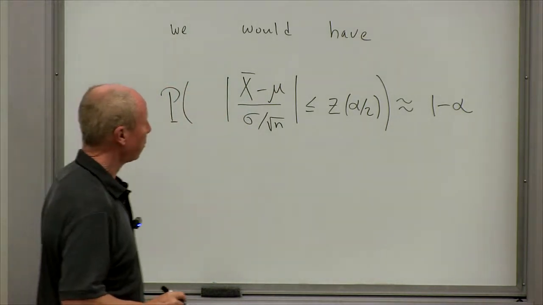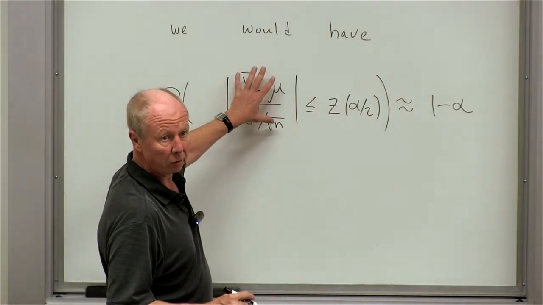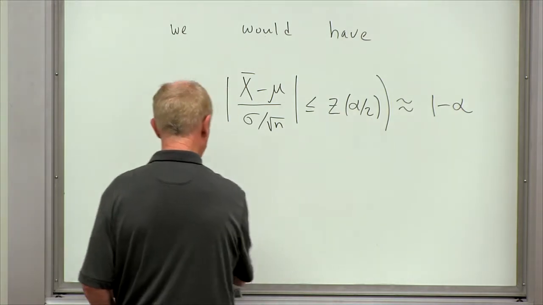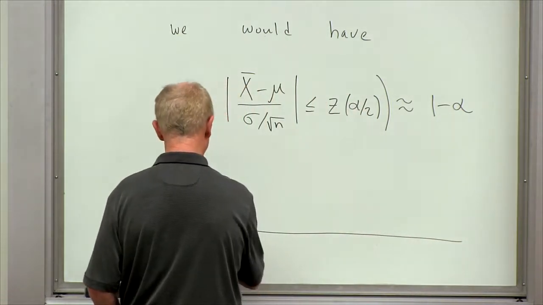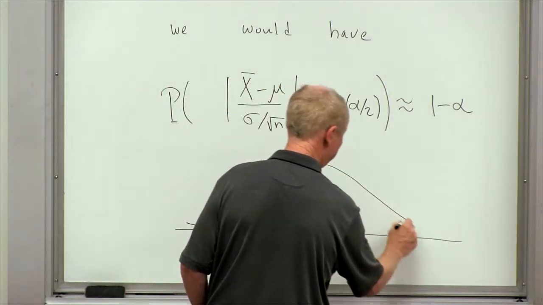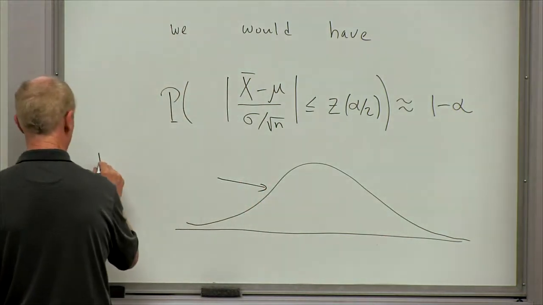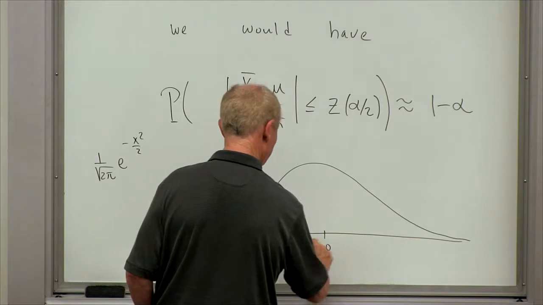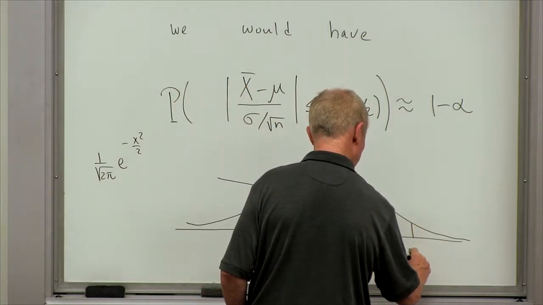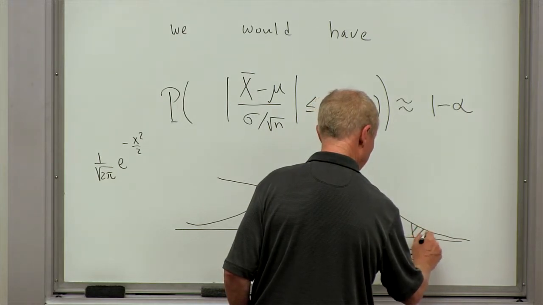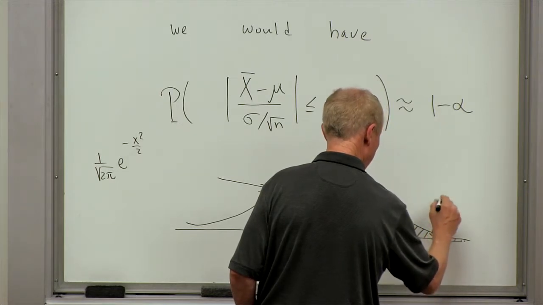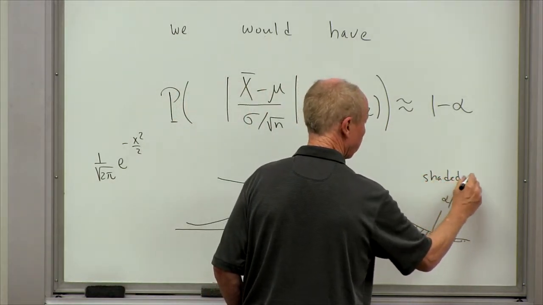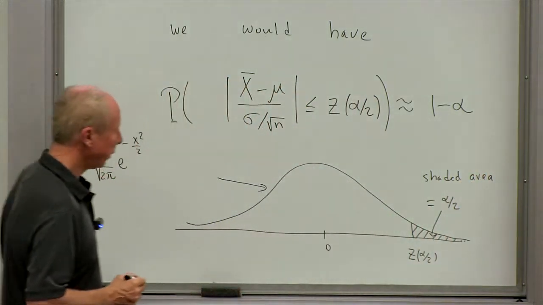We have this approximation. This is approximately a normal random variable with mean 0 and variance 1. So the distribution function for that random variable is the normal distribution function. Now, last time I introduced this notation from the book, z alpha over 2 means the following. Here's the normal density. The shaded area is alpha over 2.